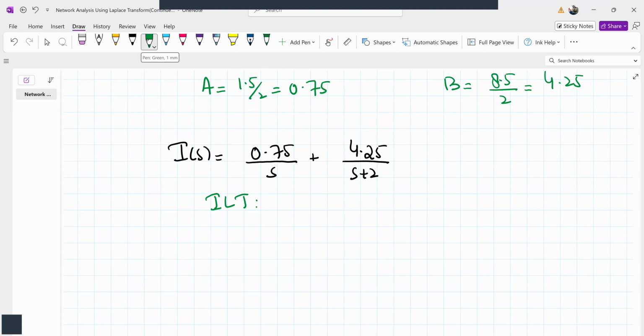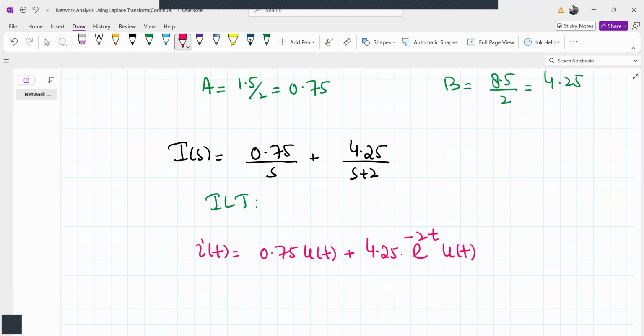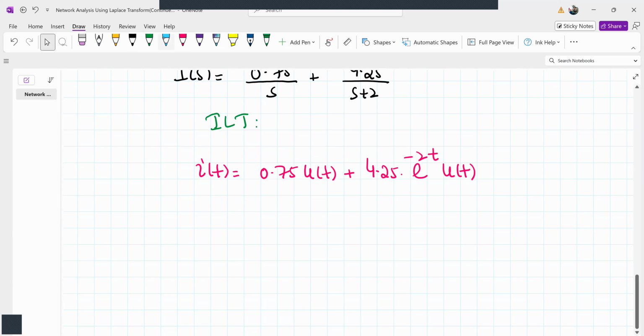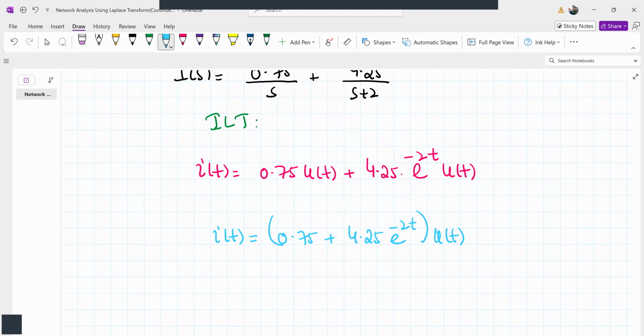I of t will be equal to 0.75 times the inverse Laplace transform of 1 by S, which is U of t, plus the inverse Laplace transform of 1 divided by S plus 2, which is e to the power of minus 2t U of t. Now you can take U of t outside. So I of t will be equal to 0.75 plus 4.25 e to the power of minus 2t, multiplied by U of t.